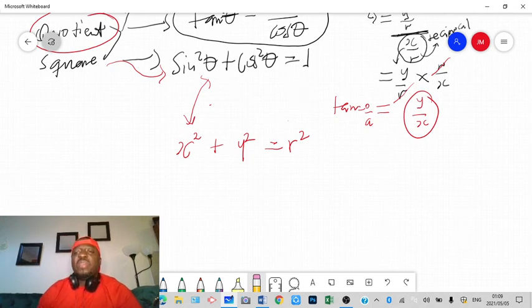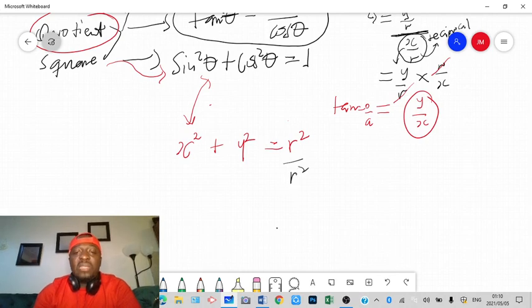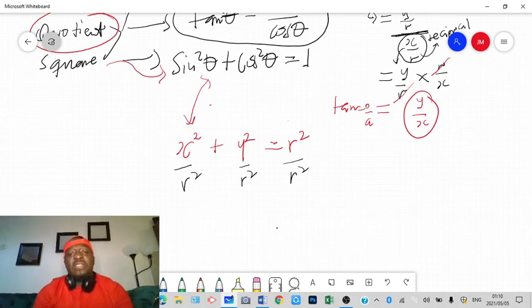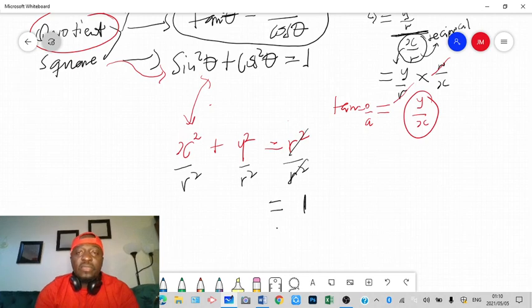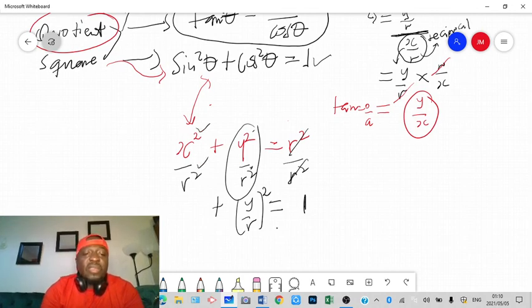Let's see how we come across this. To prove that it's true, I'll divide all three terms by r squared. On my right hand side, I'll be left with 1. Here I would have y over r, and both of them are sharing a square, so I can put the square on top. On this side I have x squared over r squared, and both are sharing the square, so I can say x over r, all squared.